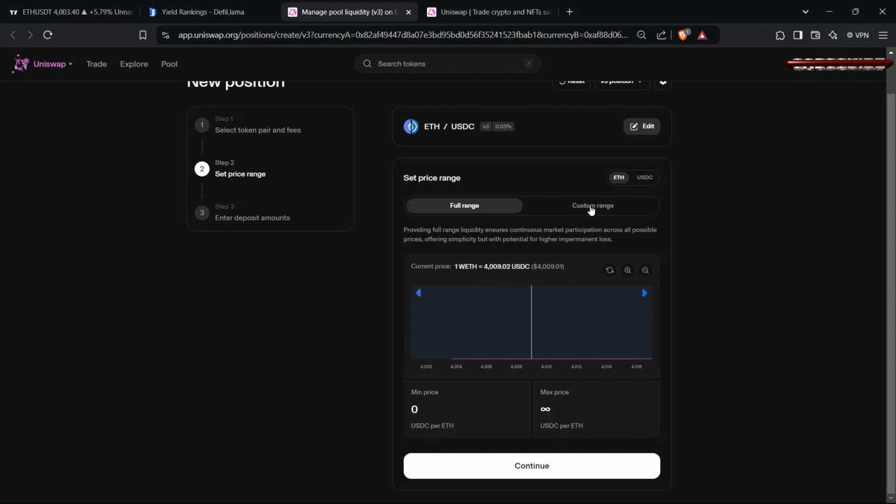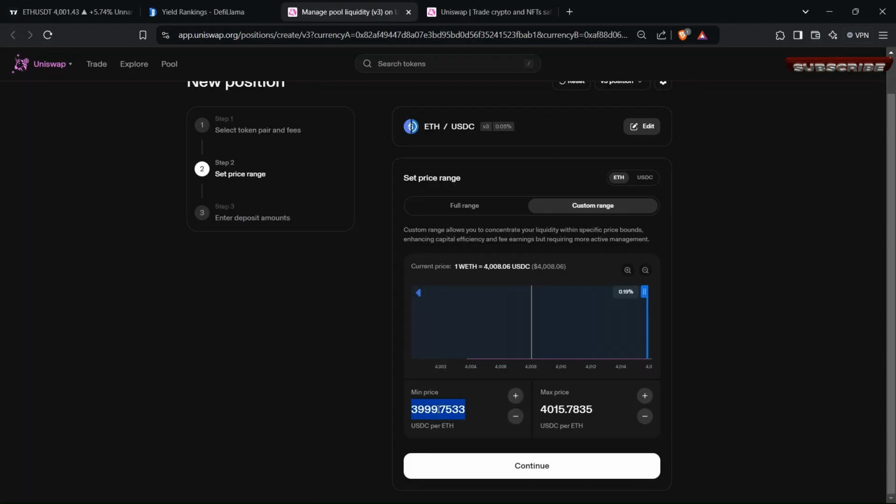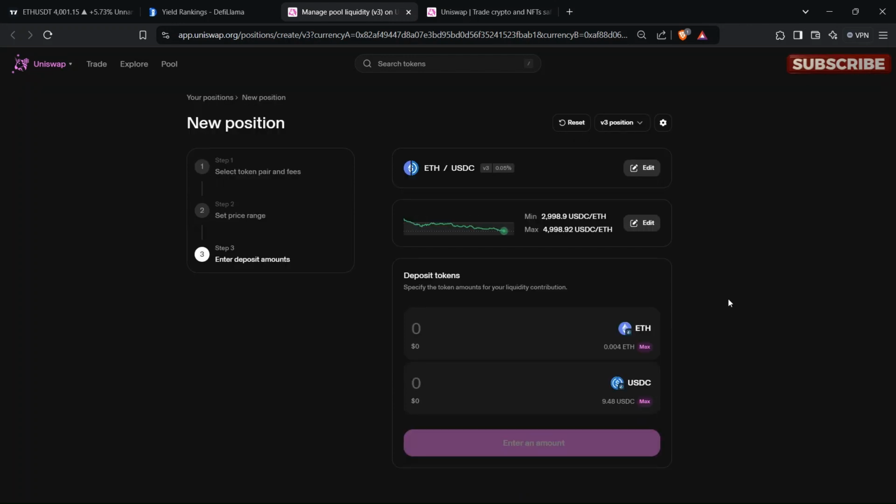But that's not the case. We want a custom range. So let's say I want 50-50. I would choose here 3,000 and something like 5,000 here. And then we can see in this chart that we are pretty much 50-50. If we click continue, we will add USDC. I am adding Ethereum as well. It is not on the 50-50 split, but it's close to, and I think you understand.